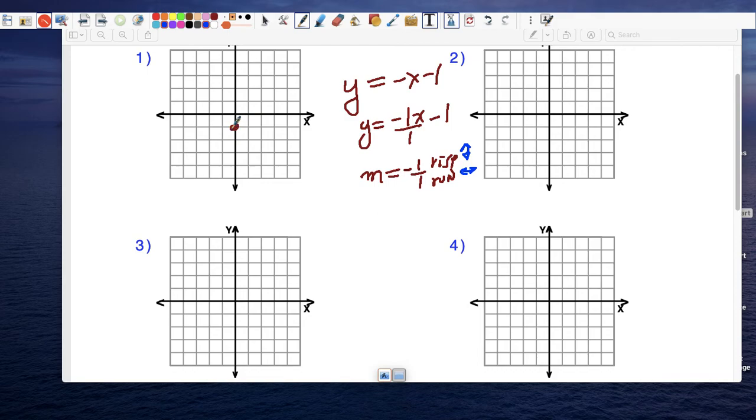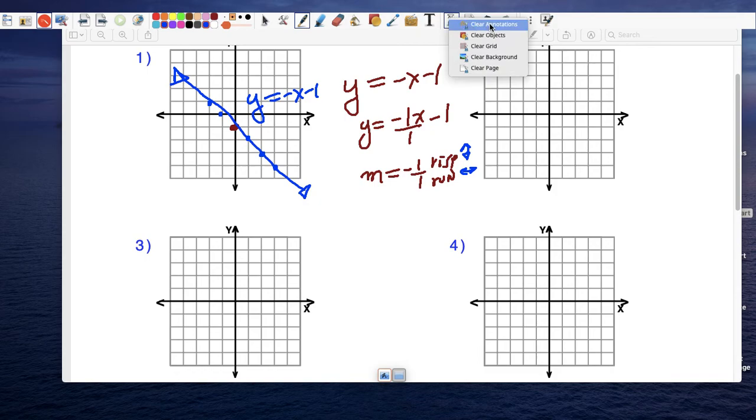So if we go down, we have to go to the right. Down 1, right 1, down 1, right 1. If you go up, it's going to be opposite: up, and then towards the left, up towards the left, and that's enough. Connect it, put an arrow on each side, and that's y equals negative x minus 1.